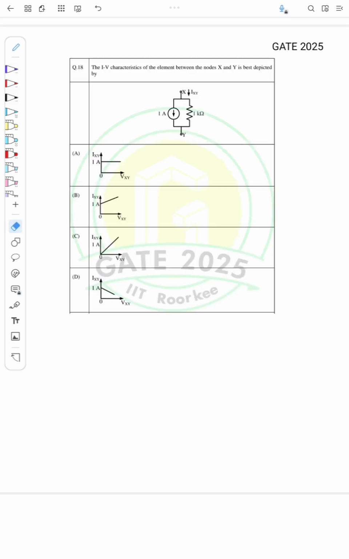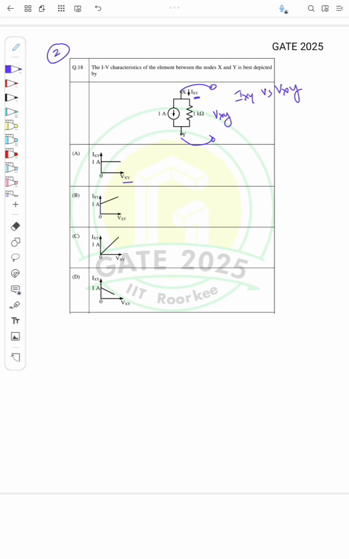Yeah, so this is again a question from GATE 2025. The question is, the IV characteristics of the element between the nodes X and Y is best depicted by. So we need to find the IV characteristic, that is IXY versus the voltage across the XY, that is VXY. That is the voltage across these two nodes. So I need to find the IV characteristics of this.